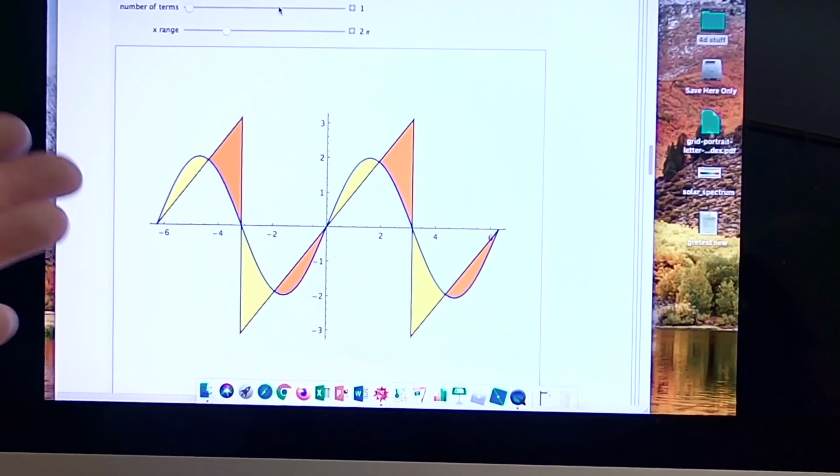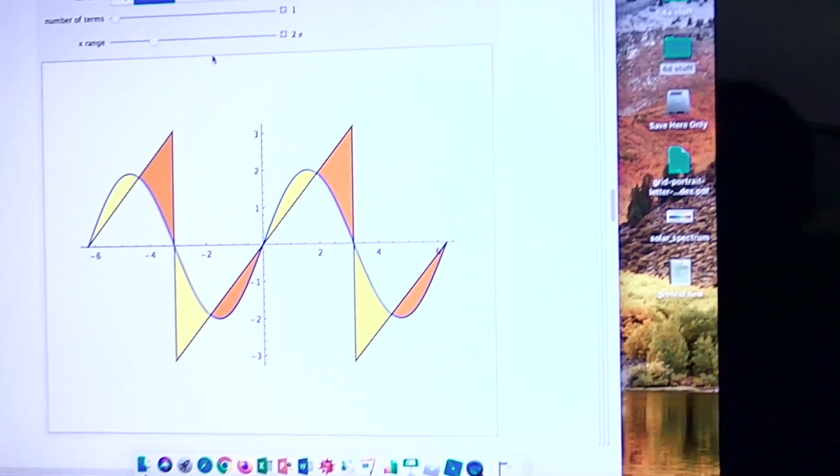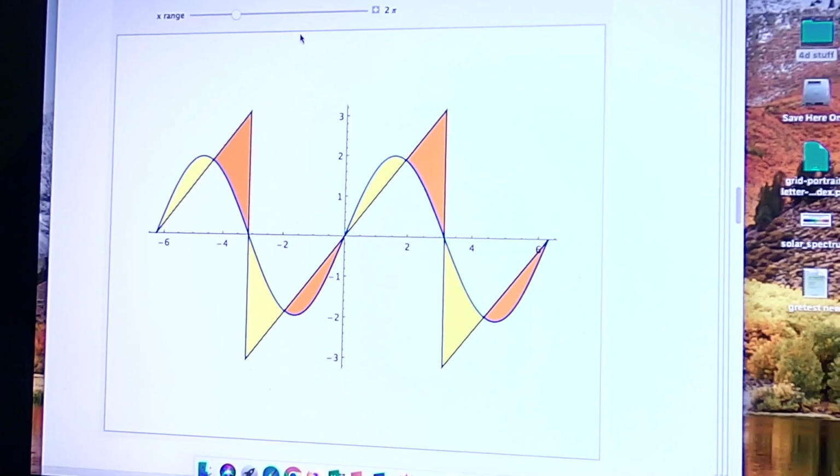So this is very helpful with Fourier series. You can make any sort of pattern you want with just a bunch of sine and cosine waves. Okay.